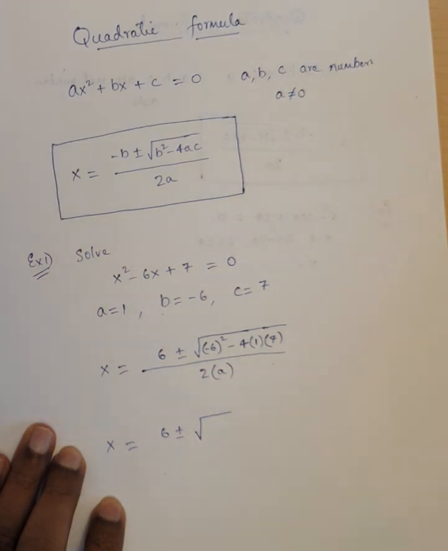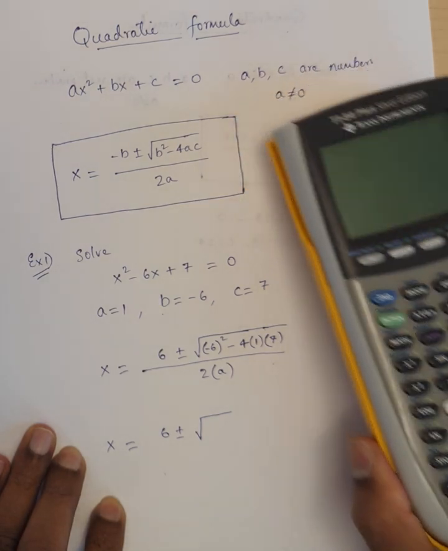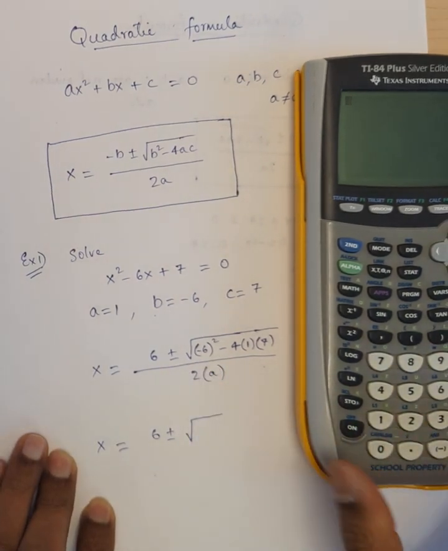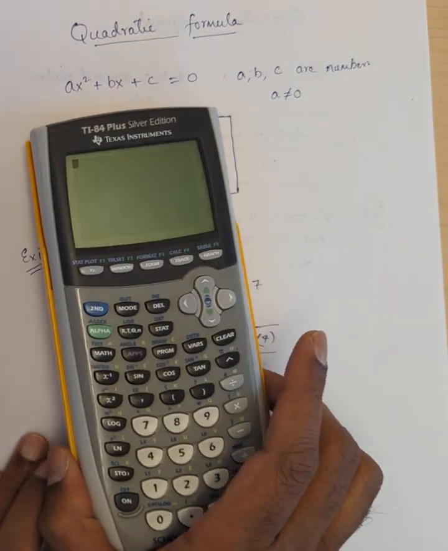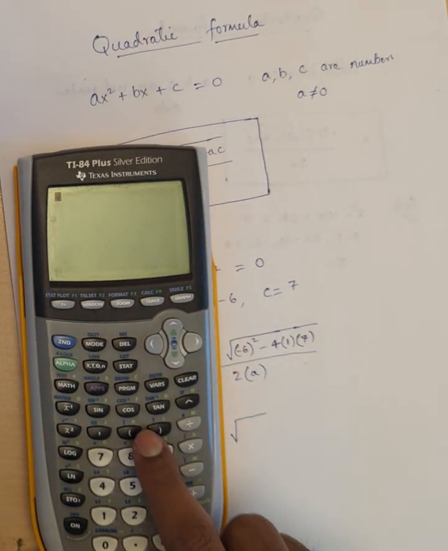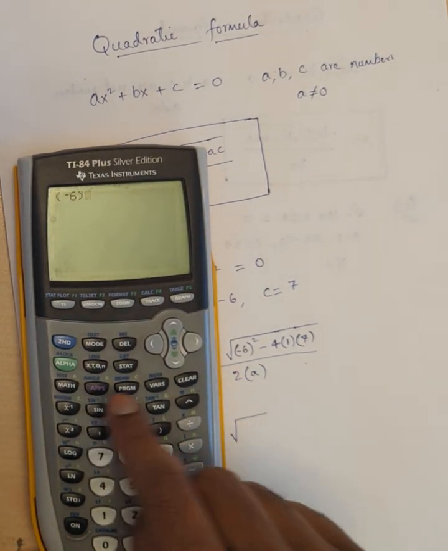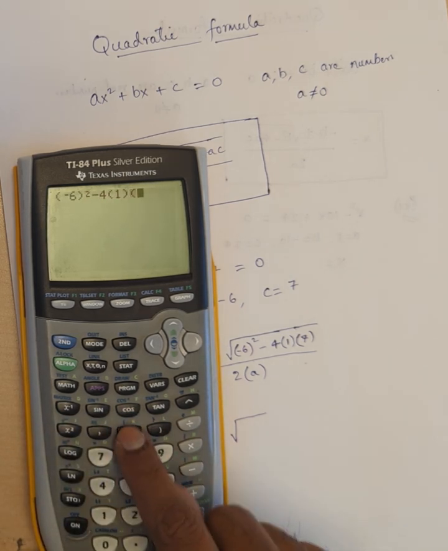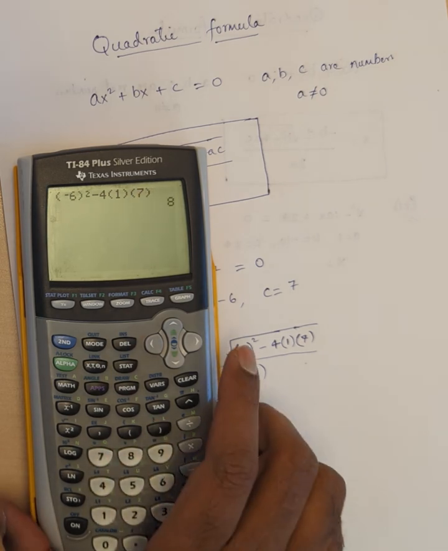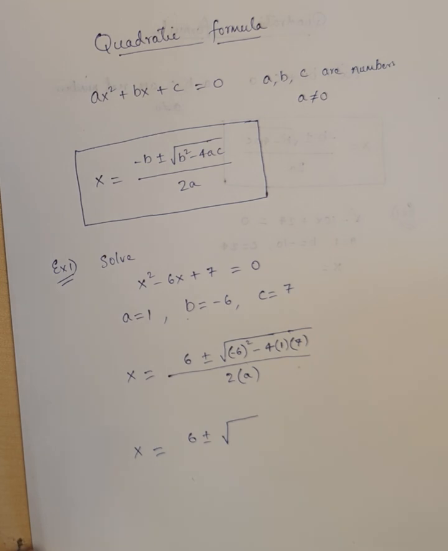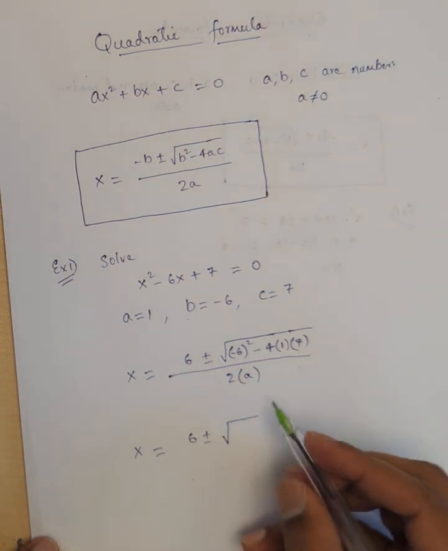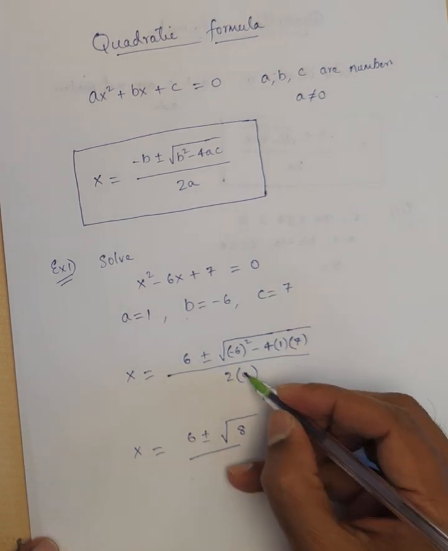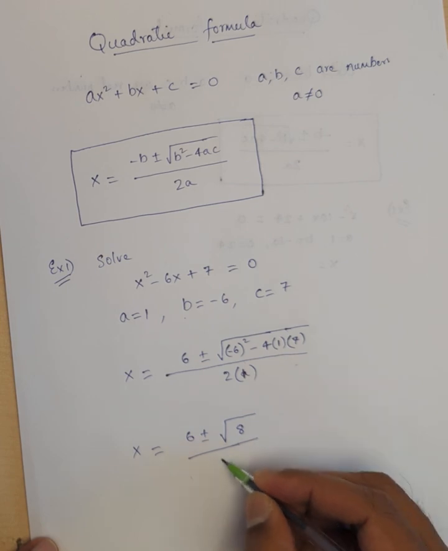Now all of that, I can use a calculator to figure out, but here is what I would recommend. You want to do all of this in a single step in the calculator. So I'm going to plug in negative 6, then take the square, minus 4 times 1 times 7. So I'm getting 8. So all of the stuff under the square root is 8, divided by 2 times a, which is 1. 2 times 1 is just 2.